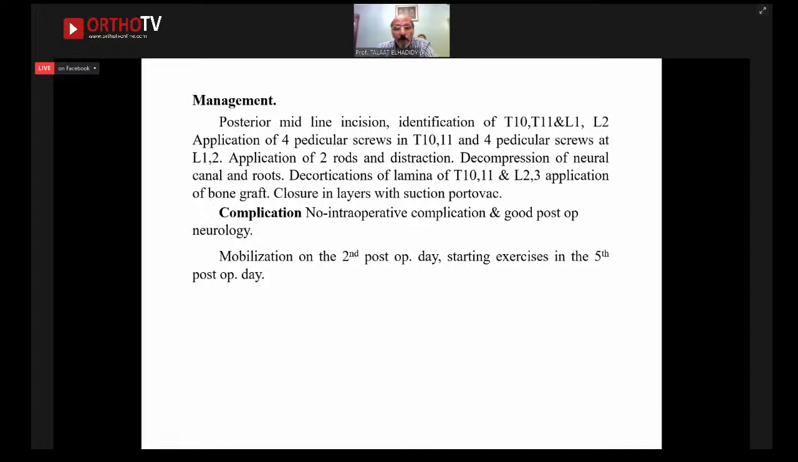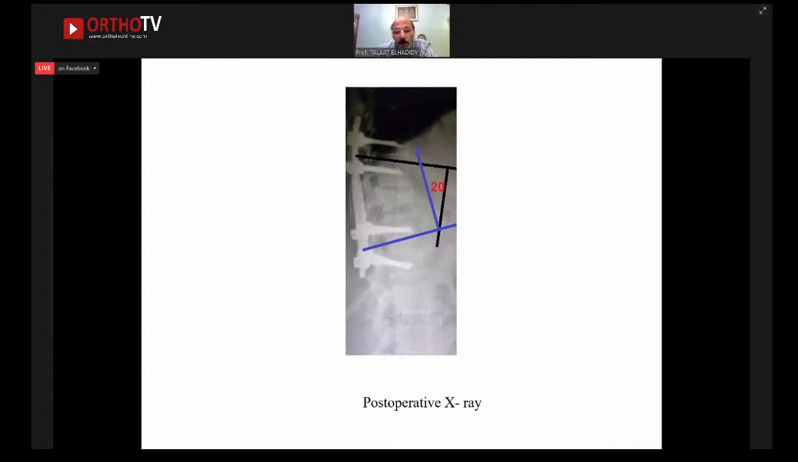Posterior midline incision, application of 4 pedicle screws to T10, T11, and 4 pedicle screws at L1, L2. No intra-op complication, good post-op, mobilization second day post-op. And this is the correction after surgery.